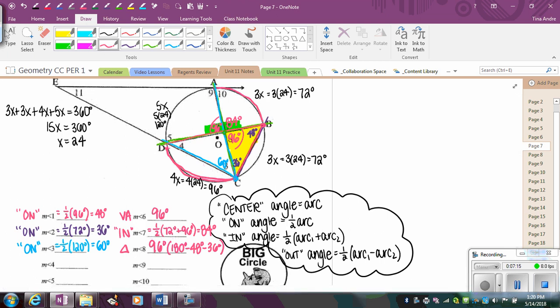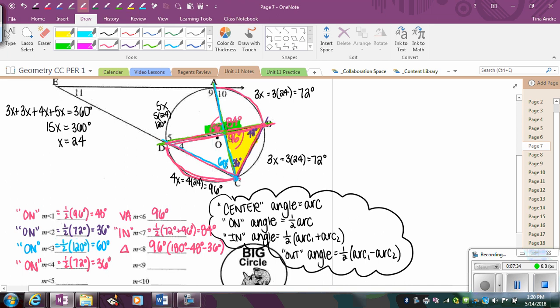Look at angle 4. Angle 4 is another inscribed angle. Its vertex is on the circle. It cuts into the 72-degree arc. So this is an on angle again. So this is 1/2 of the 72-degree arc, so that's going to be 36.